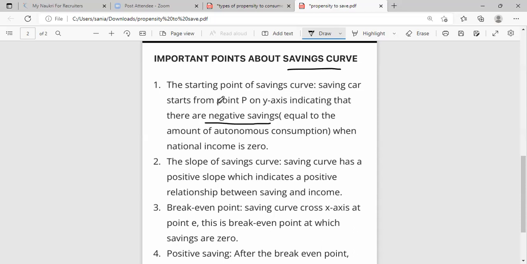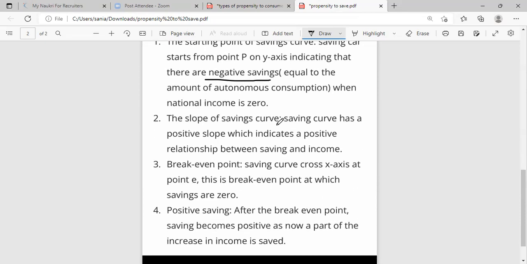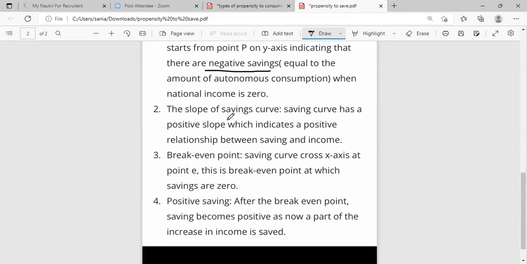savings. So, you already know that there are negative savings, right? When your income is zero or when your income is low, at that moment, there are negative savings, right? Yes or no? Yes, ma'am.